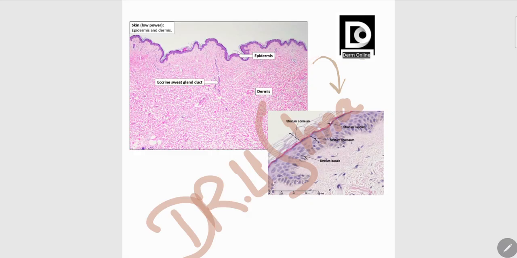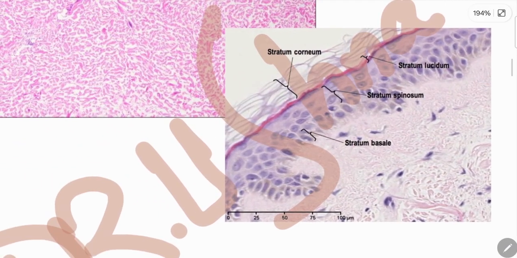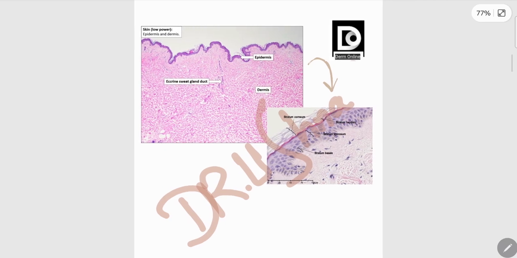In a magnified view, these are the layers of the epidermis. The topmost layer is the stratum corneum. Then we have the lucidum, spinosum, and the basal layer, which is attached to the basement membrane, the last layer of the epidermis. So these are the basic layers of the epidermis. You should have an idea about it. This is a normal epidermis.